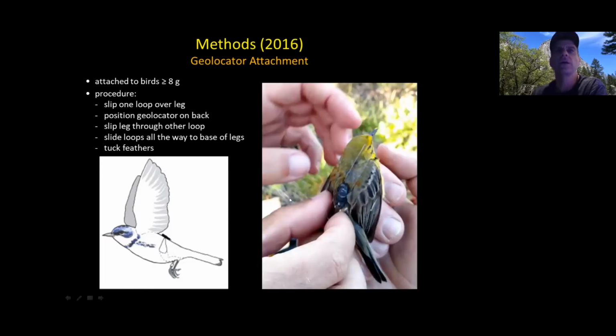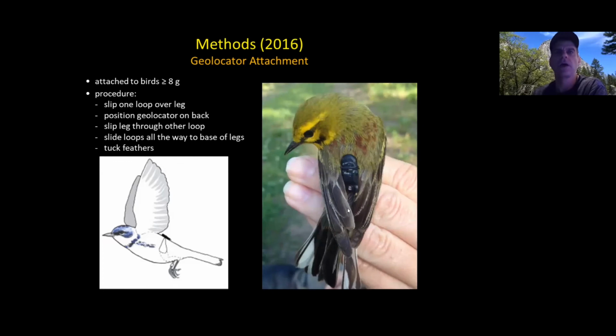And then finally, you can see here we tucked the feathers under the geolocator using a plastic rigid strip. We wanted to make sure that the light sensor was exposed. And so when we finished, we had something like this.